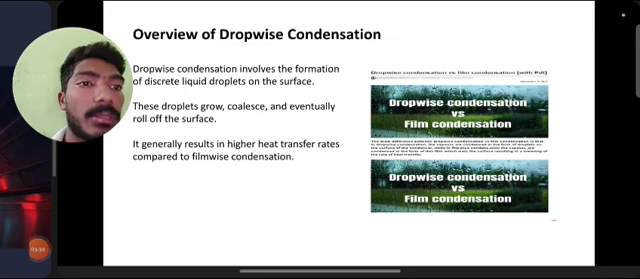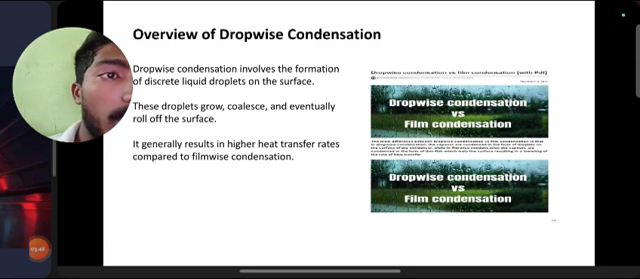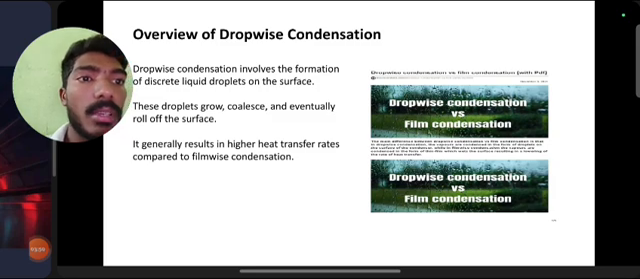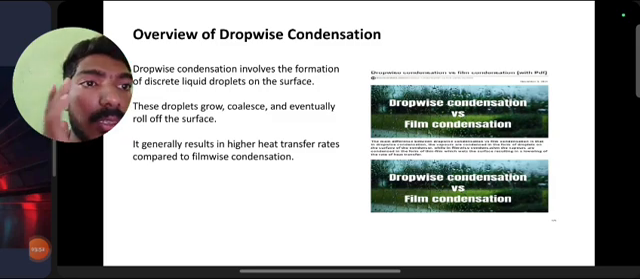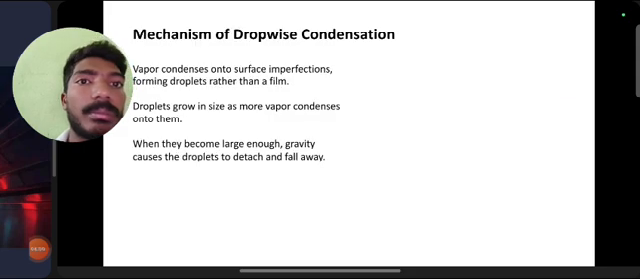Dropwise versus film-wise. The main difference between dropwise condensation and film-wise condensation is that in dropwise condensation the vapor condenses in the form of droplets on the surface of the condenser, while in film-wise condensation the vapor condenses in the form of a thin film that wets the surface, resulting in a lowering of the rate of heat transfer.